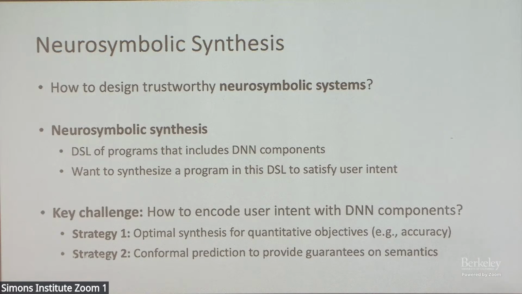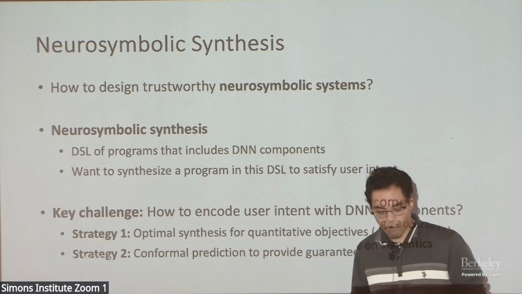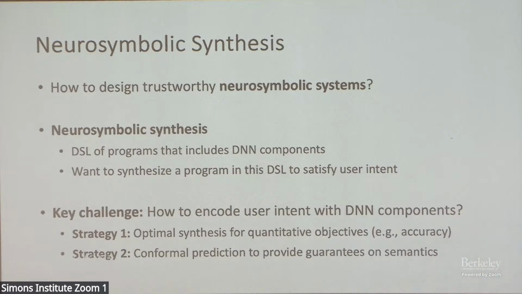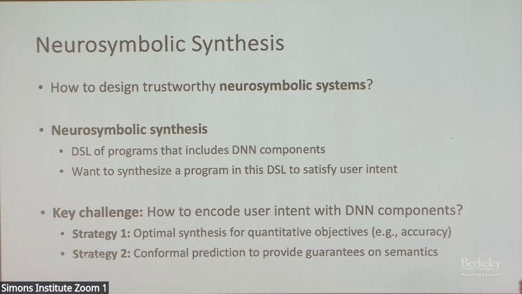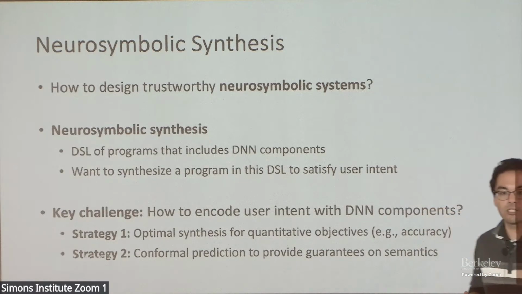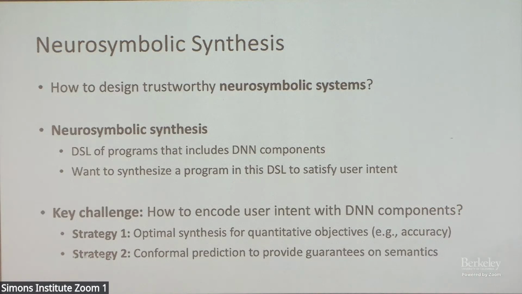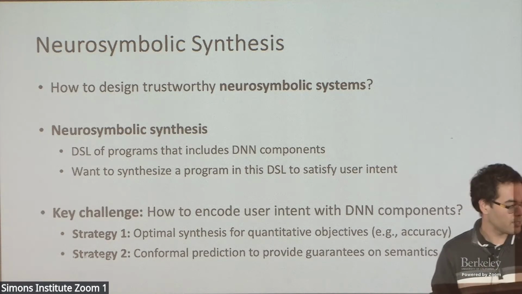So that's one approach. The other one, which is qualitatively different, is a technique called conformal prediction that a lot of other people and we have been working on over the last few years for quantifying the uncertainty of neural networks. So rather than treat it as a quantitative thing, we can treat it as an uncertainty quantification problem, and we'll see how we can give semantic guarantees to neural networks using conformal prediction, and then provide guarantees that way on the program that we ultimately synthesize.